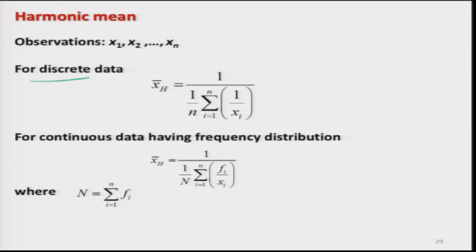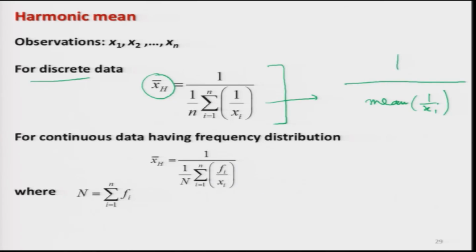For discrete data, the harmonic mean is defined here as x bar h, which is equal to 1 upon n, summation 1 over xi. Doesn't it look as if I am trying to find the mean of the inverse of the observations, and then take the inverse once again? The same definition holds for continuous, grouped data, and the expression for finding the harmonic mean is like this.